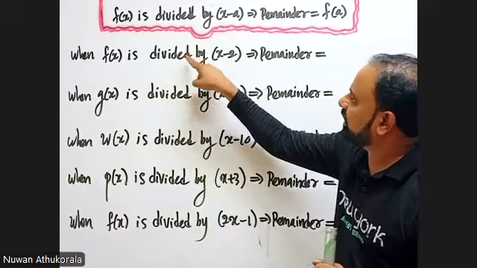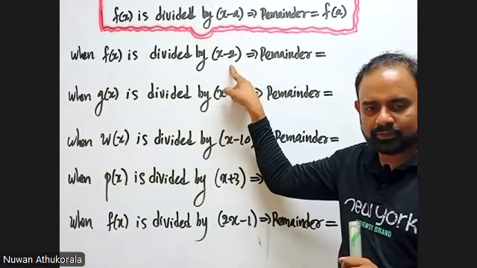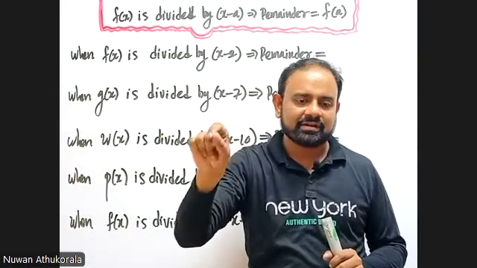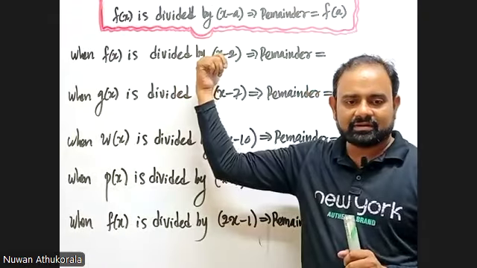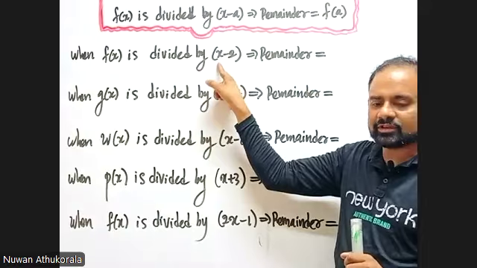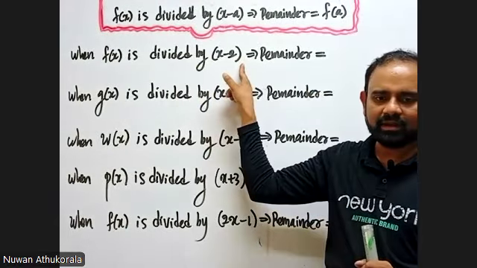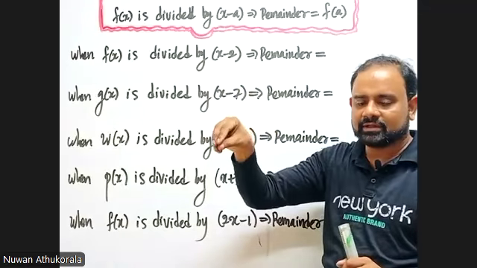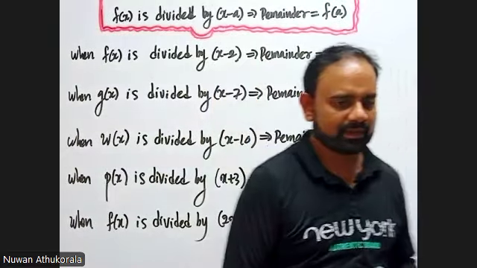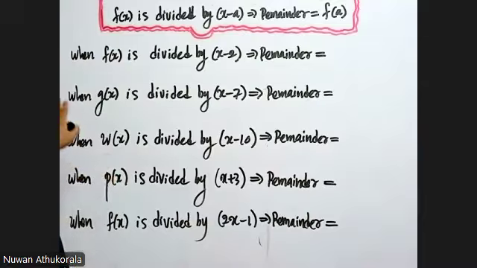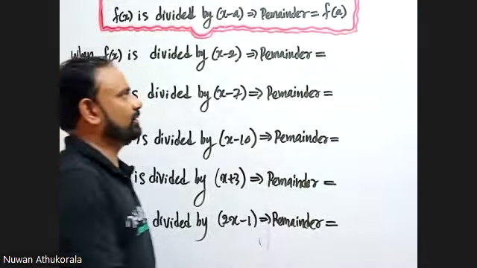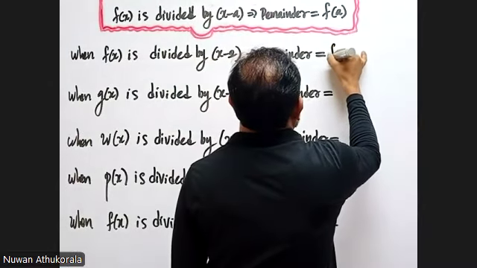How to apply the remainder theorem? When f(x) is divided by x minus 2, what is the remainder? We have to convert the value of x minus 2 into 0. Therefore, we have to substitute x equal to 2. According to the remainder theorem, when f(x) is divided by x minus 2, the remainder is equal to f(2).